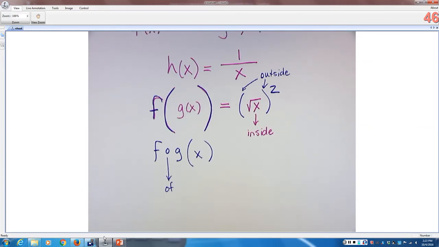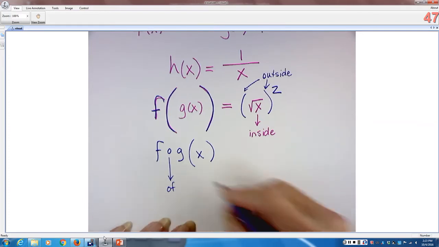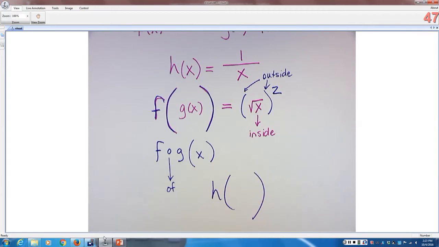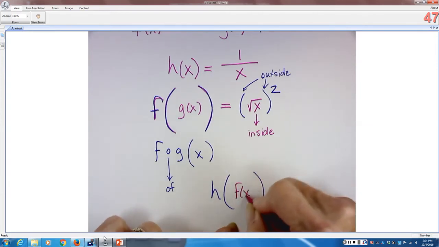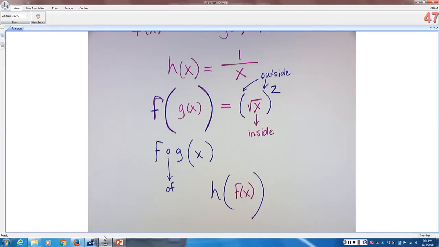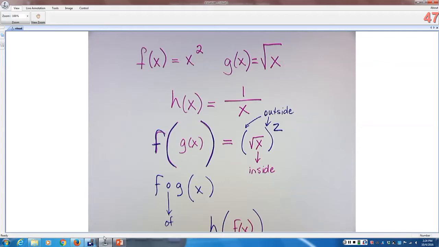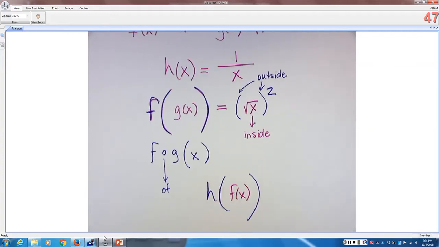Let's try again, try a different one. What if I ask you what is h of f of x? What does that tell me I'm supposed to do? F of x is x squared and h of x is 1 over x. What does that look like? 1 over x squared.